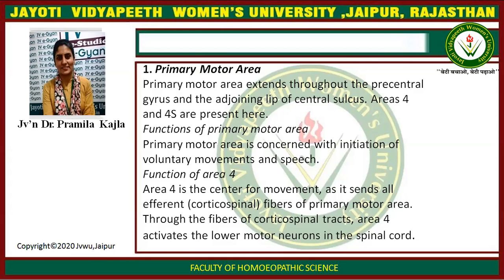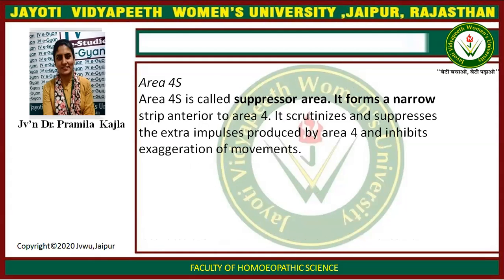Function of area 4. So now we will discuss functions of different areas of brain. Area 4 is the center for movement as it sends all efferent corticospinal fibers of primary motor area through the corticospinal tract. Area 4 activates the lower motor neuron in spinal cord. Area 4s is called suppressor area. It forms a narrow strip anterior to area 4. It scrutinizes and suppresses the extra impulses produced by area 4 and inhibits exaggeration of movement.